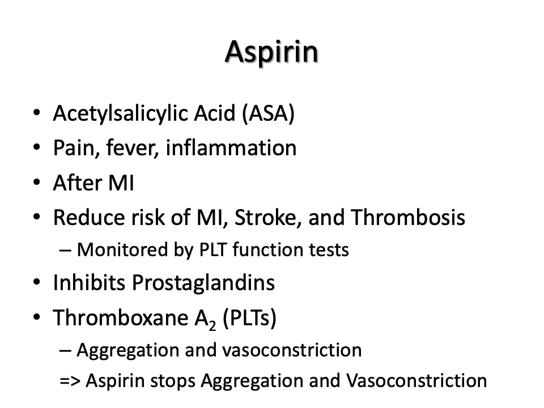PGI2 is a vasodilator, while thromboxane is a vasoconstrictor. Aspirin inhibits both, but at low dosages, around 35 to 40 milligrams, only thromboxane is inhibited. It is the suppression of thromboxane A2 by the platelets that prevents thrombosis. Thromboxane A2 is a vasoconstrictor and helps platelets to aggregate.